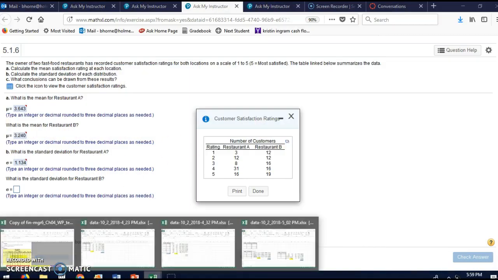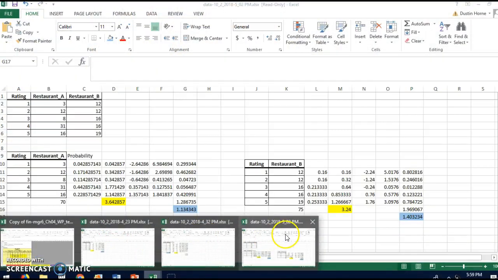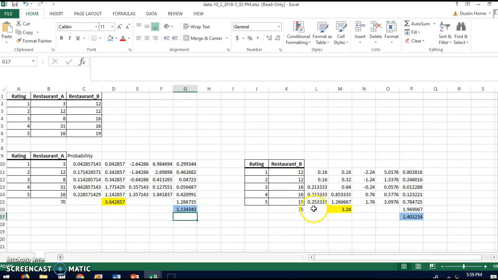Okay, and then for the last one, for restaurant B, you're going to do the same thing. You're going to do 12 divided by 75 and all of these divided by 75. This is your probability. And then you're going to take your probability times your rating and do that for each one. Probability times your rating. And then you're going to get a total, and that's your mean.